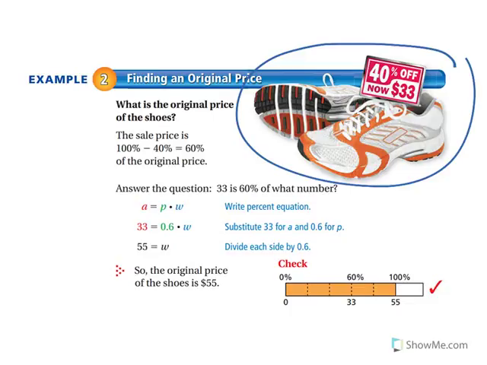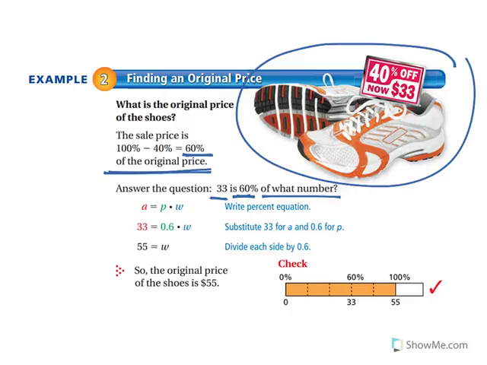So we know that if we start off with 100%, and it's 40% off, we're paying 60% of the original price. If it's 40% off, we're paying 60%. So we're looking at $33 is 60% of what number?